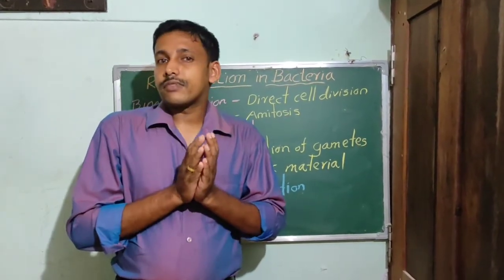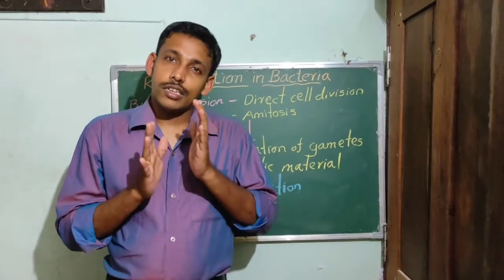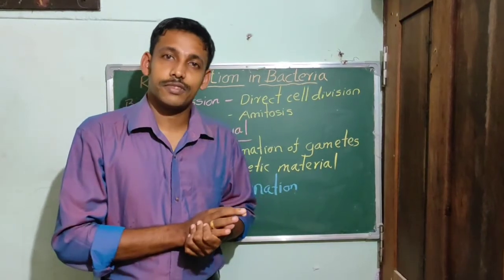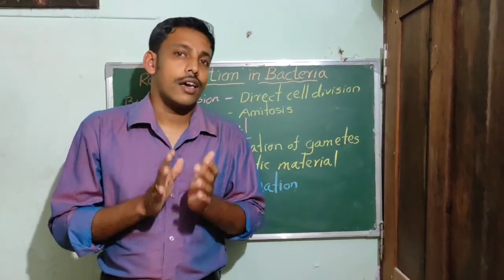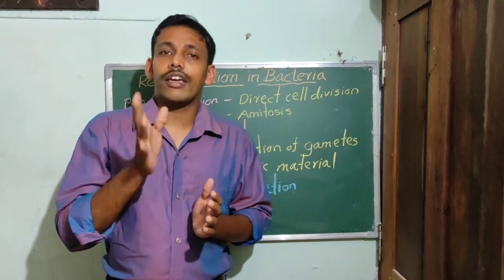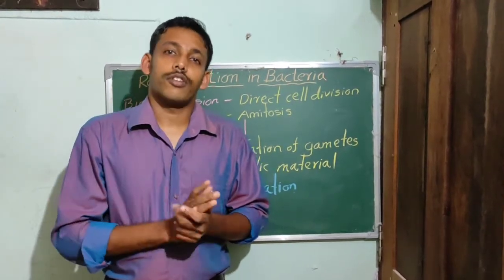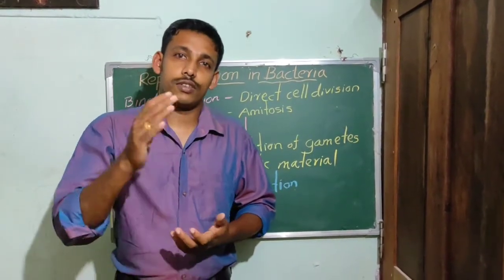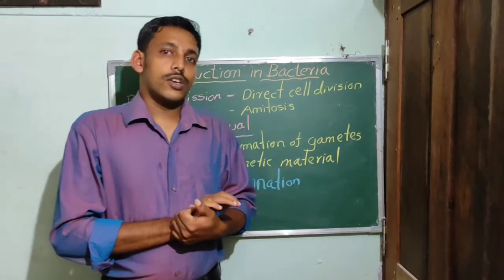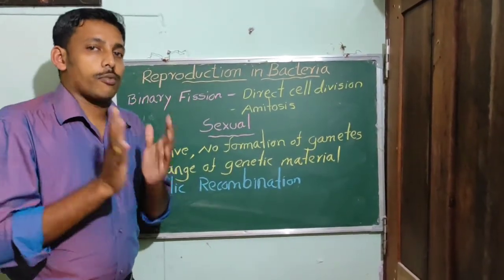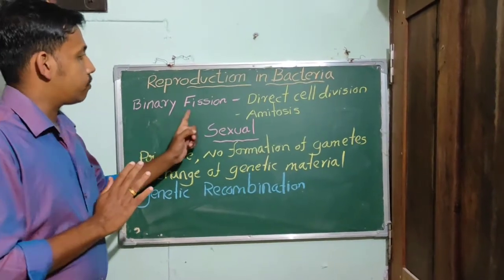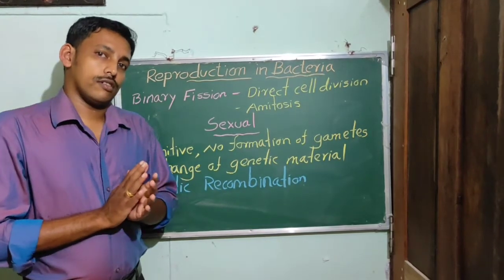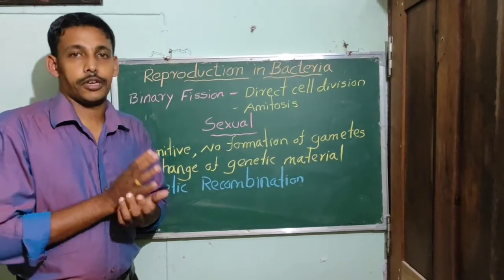Most bacteria reproduce in the simplest form, that is, asexual reproduction. They use simple forms of asexual reproduction and very rarely sexual reproduction. So let's see what the different methods of reproduction are. The most common method of asexual reproduction is known as binary fission. Binary fission is the most common method of multiplication in bacteria.